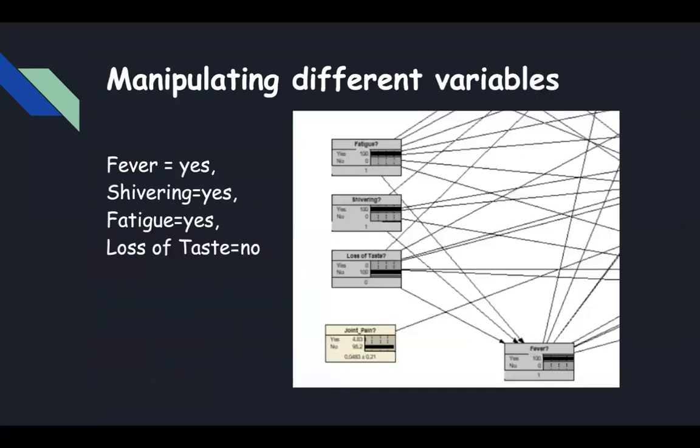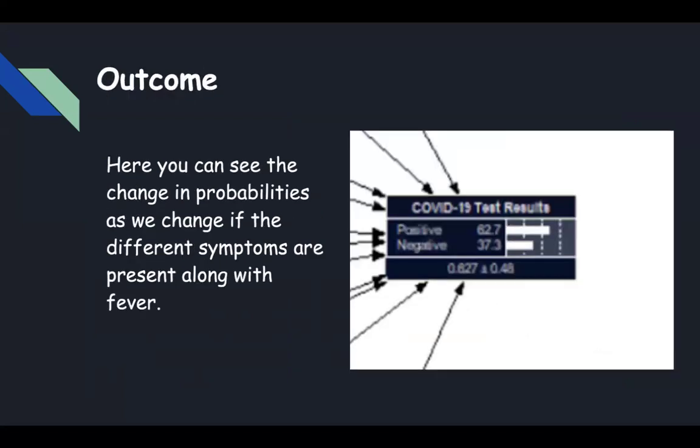We'll be manipulating these variables, whether fever is present, fatigue is present, shivering is present or not, and loss of taste is present or not, to get the report of the symptom of COVID-19. As you can see, the probability changes as we change which symptoms are present along with fever.